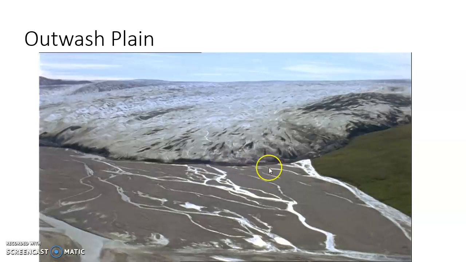Here's the outwash plain. The glacier is melting backward. We see braided streams and a lot of sediment. This is the ground moraine here, braided streams. Okay, so those are just some of the glacial features that were in the final part of the notes.